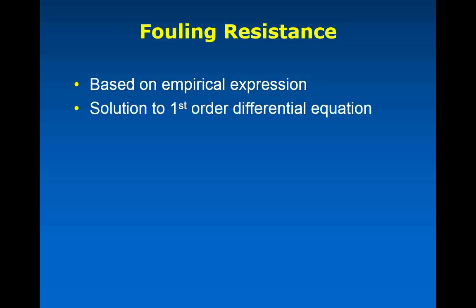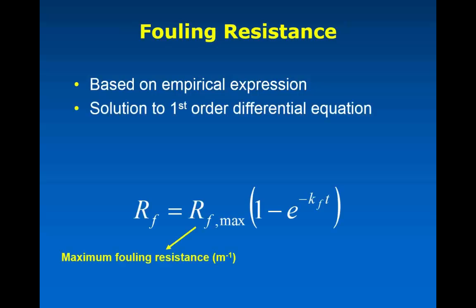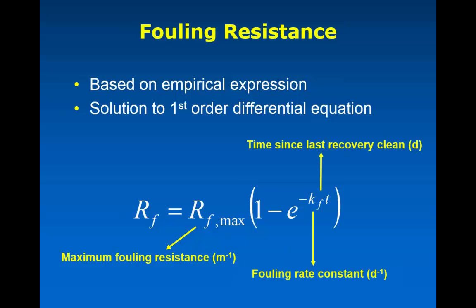Lastly, I mentioned that fouling resistance. It's really just based on time. We have a maximum fouling resistance number, a fouling rate constant, and a term t, which is the time since the last recovery clean. So if you clean your membranes every 4 or 6 months, you put that in the model, and this resistance will creep up over time and then get reset back to 0 when the time is appropriate. As I mentioned, it's not a terribly accurate model, and most of the time when I'm doing my own projects, I turn this off.